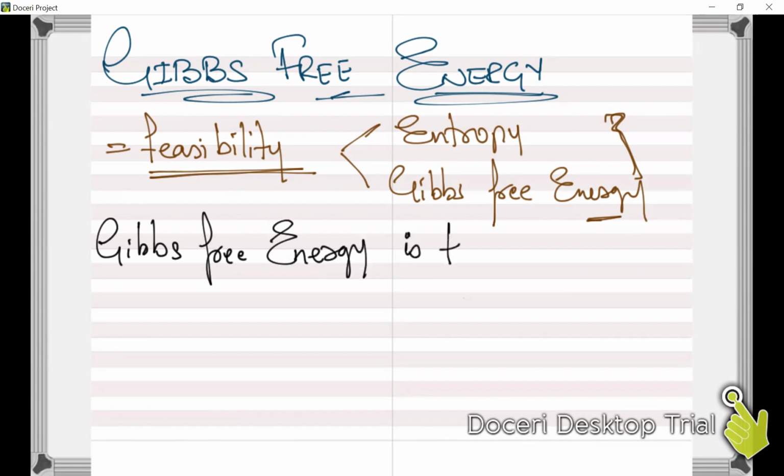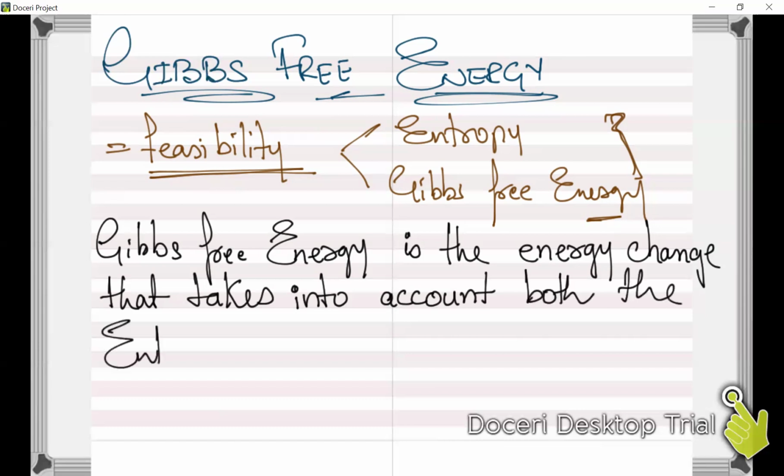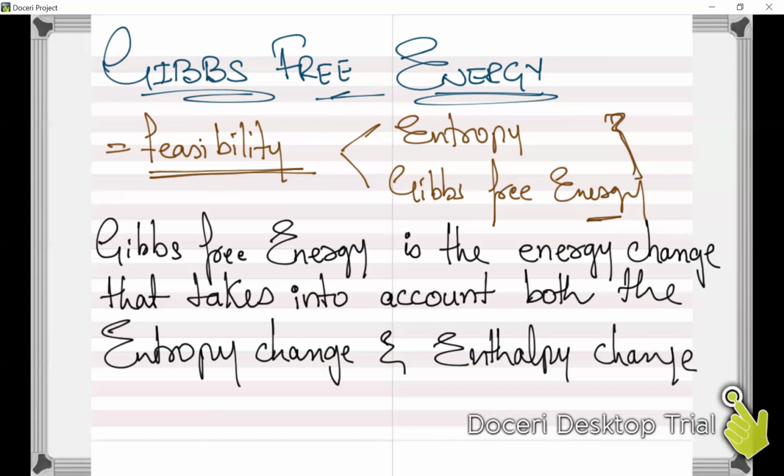Gibbs free energy is basically the energy change that takes into account both the entropy change and the enthalpy change of the system. So I repeat, what do Gibbs free energies talk about? They talk about two things: the enthalpy change of the system and the entropy change of the system.